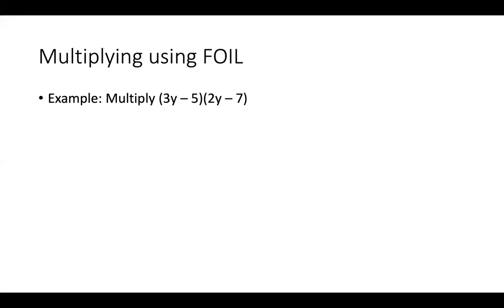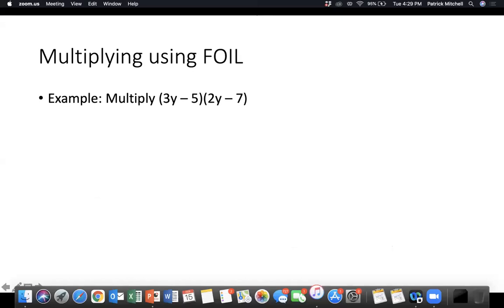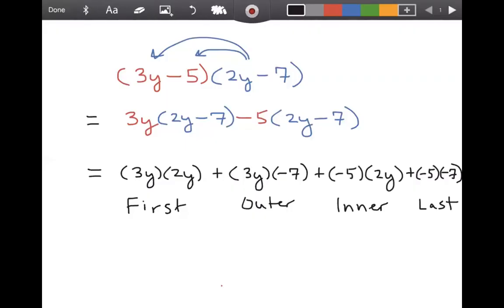All right, so in the last section, we talked about multiplying binomials using the distributive property. So I want to review that really quick and then show you how we can get the FOIL method out of that. So let me switch over to my tablet, where I've actually got this problem all worked out already. So we're multiplying 3y minus 5 times 2y minus 7. So this time I'm distributing the 2y minus 7. That's something you're allowed to do. So that gives me 3y times 2y minus 7 minus 5 times 2y minus 7.